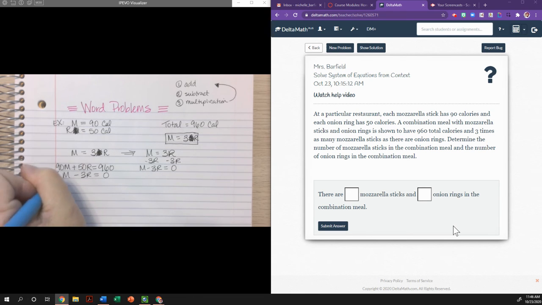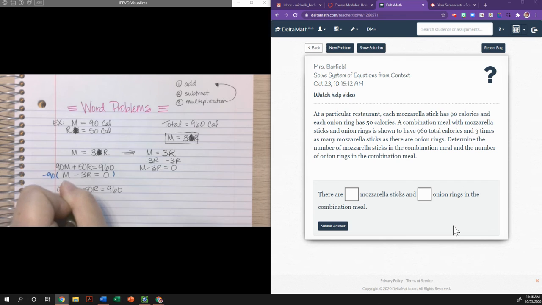So I'm going to multiply the bottom, okay? The best one, it's not ideal. I'm going to multiply by negative 90. Okay, so my new problem, 90m plus 50r equals 960. Negative 90m plus 270r equals 0. Where I have to multiply everything. All right, so this eliminates.